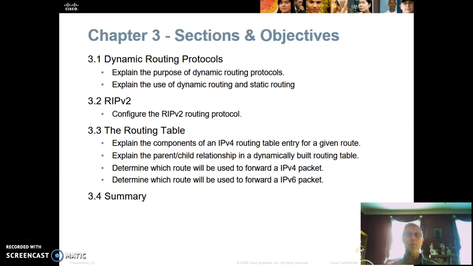So we're going to explain the purposes of dynamic routing, how they're used, compared to dynamic and static routing. We start out with a routing protocol called RIP version 2. We'll talk a little bit about the different versions. And then in Chapter 3 we'll talk about the routing table, what information is stored. Now, one thing I'm not going to cover is the IPv6 packets and information, but we will talk about IPv4.